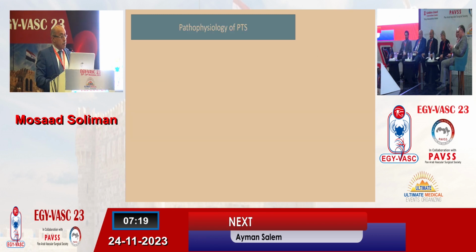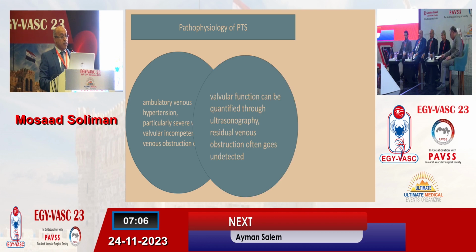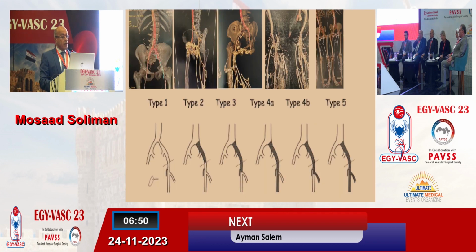Looking at the pathophysiology of these individuals, the main problem is ambulatory venous hypertension, which is particularly severe when valvular dysfunction and obstruction coexist. While valvular function can be assessed with Doppler, residual venous obstruction goes undetected, leading to under-appreciation of its contribution to PTS morbidity.